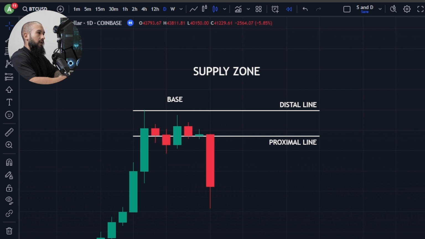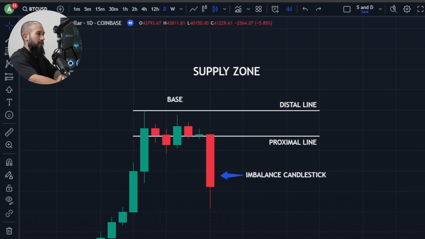Every zone also has two lines: the distal, which is placed away from the current price, and the proximal, which is placed near the current price. For a supply zone, the top of its zone is called the distal line, and the bottom of its zone is called the proximal line. We can see here our distal line is placed furthest away from where our 50% candlesticks close. As in this example, it's literally almost at the wick. We can also see our proximal line is placed closer to where the 50% candlesticks open and closed. So it's pretty much placed right there in the middle. Now our distal and proximal line together make our base.